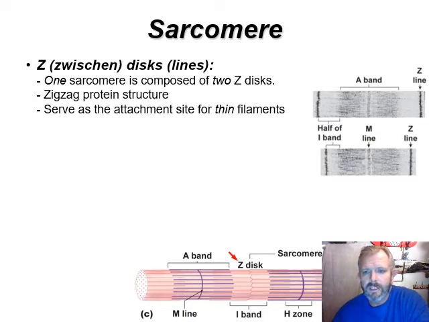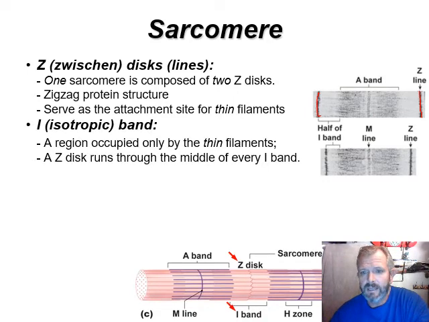But on each end of the sarcomere is the Z disc. Okay, that's these here. There's the Z disc. They flank both sides, and they're basically those anchors for the thin filaments, the site of attachment for them.